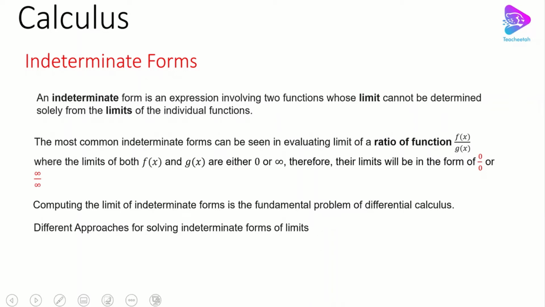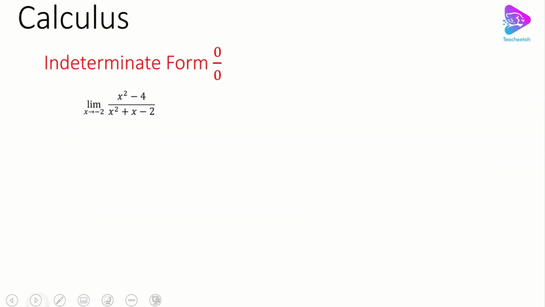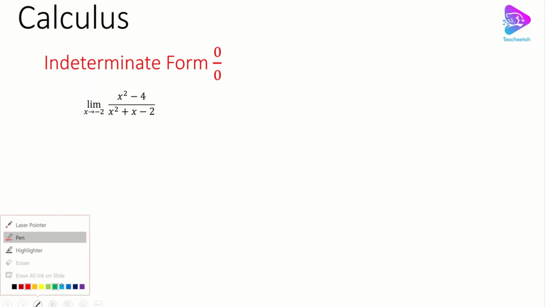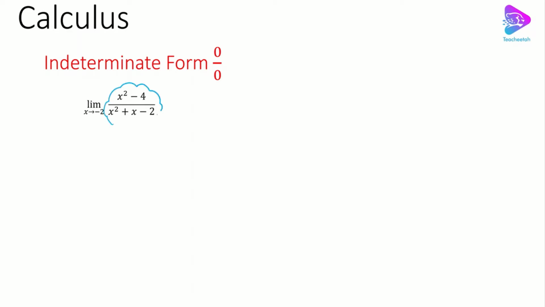Let's start working on the categories of indeterminate forms. The first indeterminate form, and one of the most common, is 0 over 0. As you can see here, we have a ratio of x squared minus 4 over x squared plus x minus 2. So this is the function that we have.